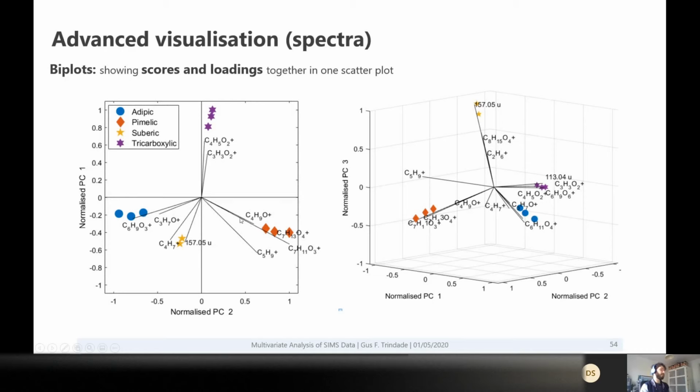So that's quite useful. Not every time, sometimes it gets a bit messy, but depending on your size and finding the right threshold for which ones to show, it can be quite useful to convey information, because now you can see here these are related to the tricarboxylic acid, these are the adipic acid, etc. You already have everything in one diagram, and you can do it in 3D as well. You can add a third principal component here and do exactly the same. But if you're not able to rotate it or have a video, it may be confusing for some people.